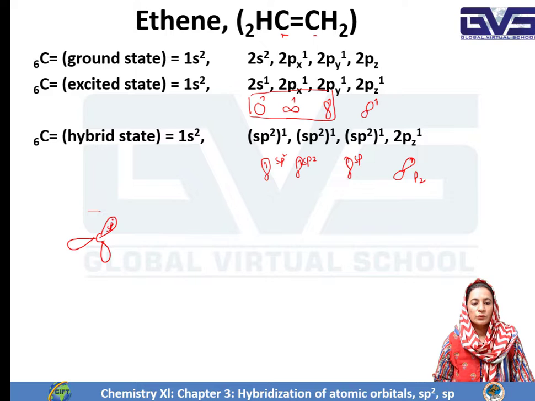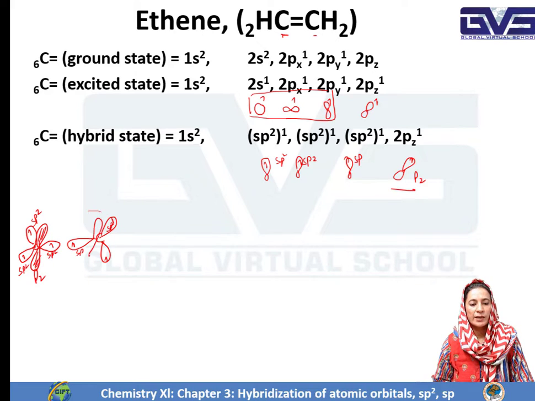So each sp2 has one electron. The other carbon will also be like this carbon, with sp2 here and sp2 and sp2 here. So these sp2 orbitals each have one electron. There is one unhybridized orbital, that is Pz. Draw this like this; this one is Pz. The same will be for the other carbon, Pz, as they have one electron in them.